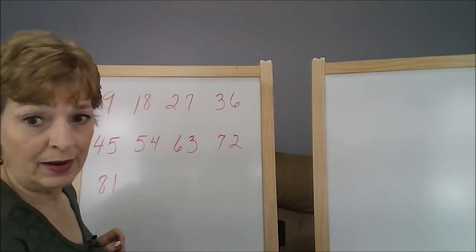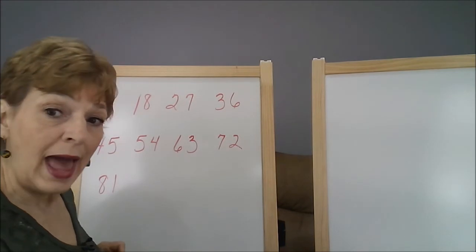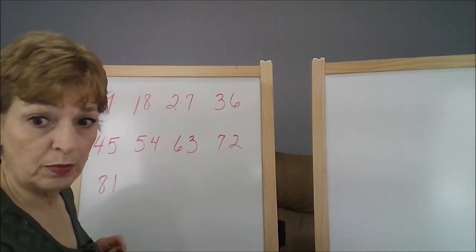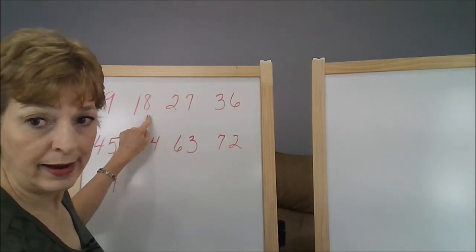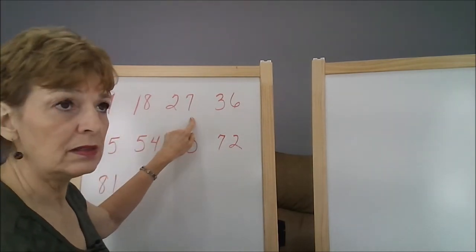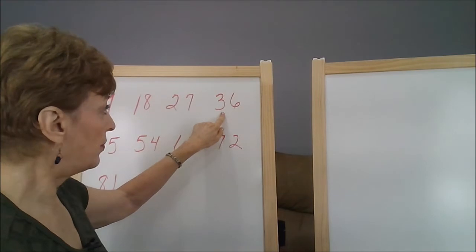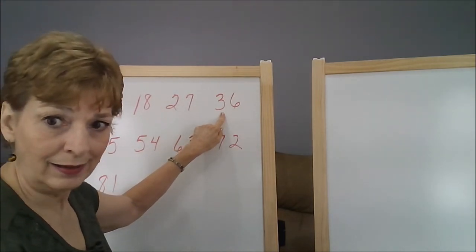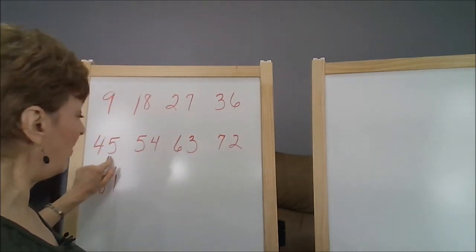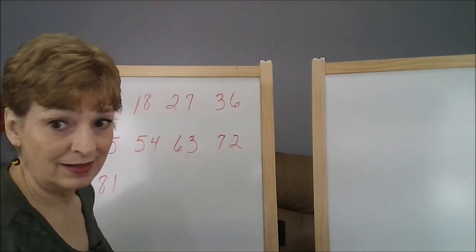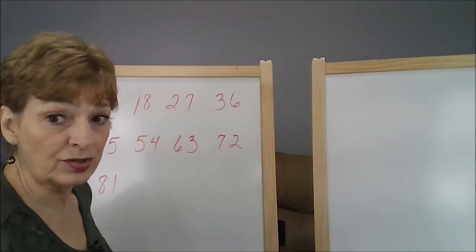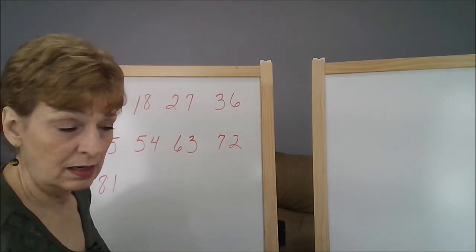The next thing I will point out is if you added the digits of these numbers, what would you get? What's 1 plus 8? 9. What's 2 plus 7? 9. 3 plus 6? 9. 4 plus 5 is 9. 5 plus 4 is 9. When we're multiplying by 9's, all of the answers are going to add up to 9.